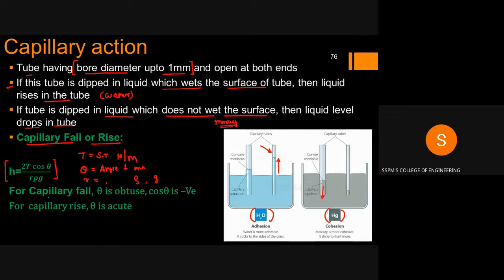So for capillary fall, for a liquid which does not wet the glass tube, for example mercury, the angle theta is obtuse, that is greater than 90 degrees, and therefore cos theta is negative. For the capillary rise, theta is an acute angle, that means theta is less than 90 degrees. In this case cos theta is positive. So for capillary fall, we will get the answer for H as negative because cos theta is negative. This is the equation for capillary fall or capillary rise. You should remember this equation to solve the problems.